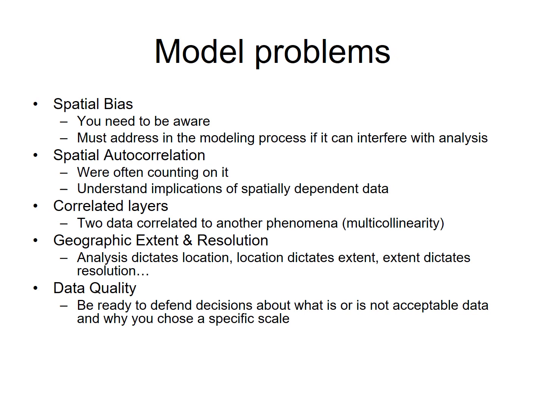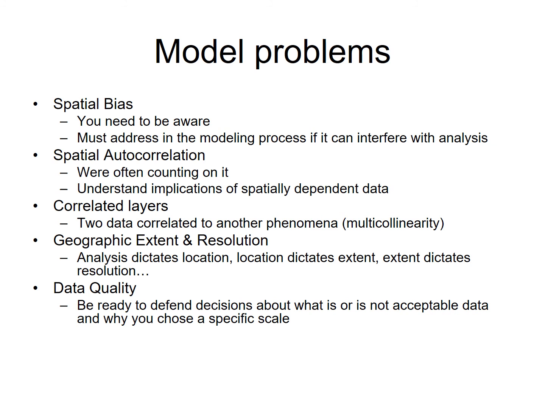So, model problems. Spatial bias. Sometimes the data that you use might have been collected for another reason, so there could be some spatial bias in that data. In other words, the points may be selected relative to some other question, and that question could be impacting your outcome. Spatial autocorrelation is something we count on with GIS, but you need to understand the implications and you need to test for it so you can determine what, if anything, is spatially autocorrelated.